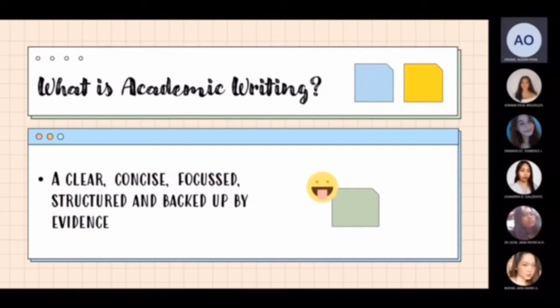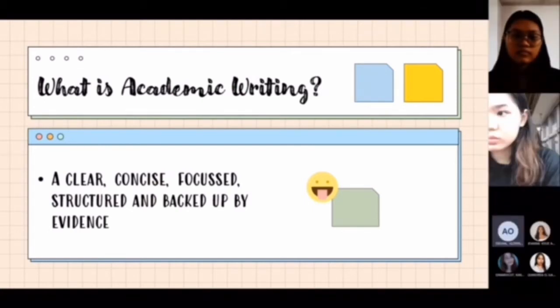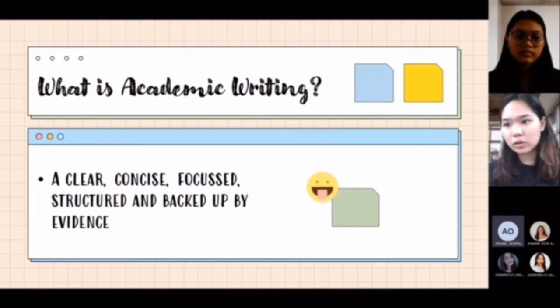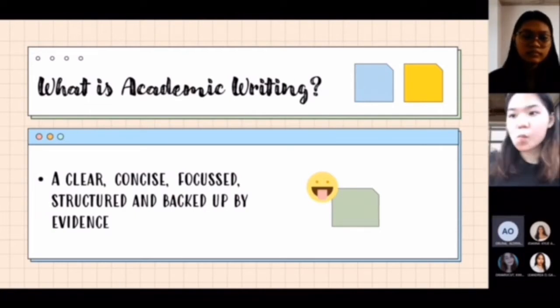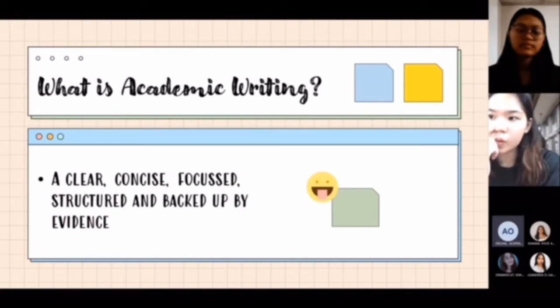What is academic writing? Based on the definition on screen, it is clear, concise, focused, structured, and backed up by evidence. Meaning academic writing is a type of writing which is based on evidence that has been provided and proven. This does not include any subjective matters such as opinions, emotions, or feelings. This is what sets it apart from your typical essay, and this is why academic writing is very objective when it comes to writing. Next slide, please.